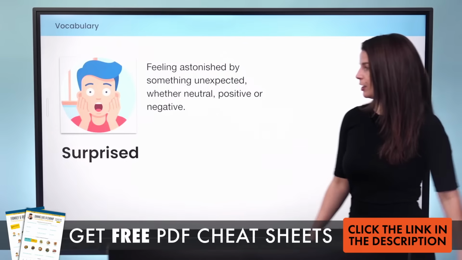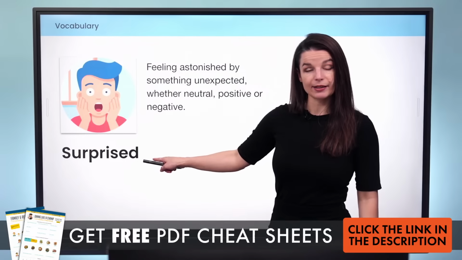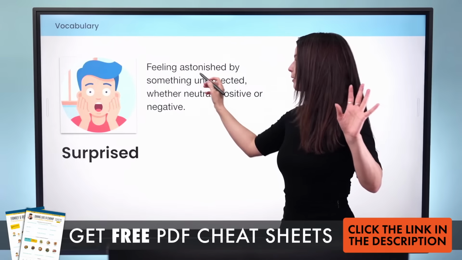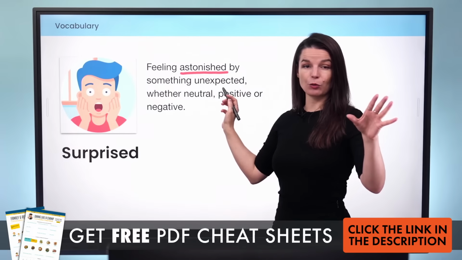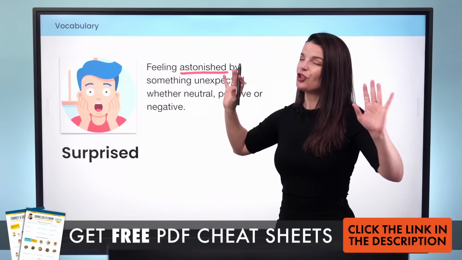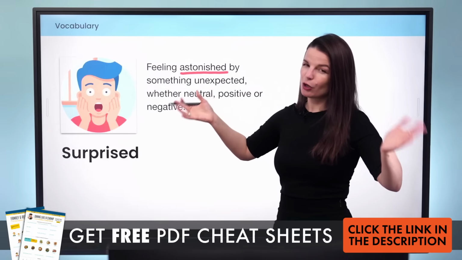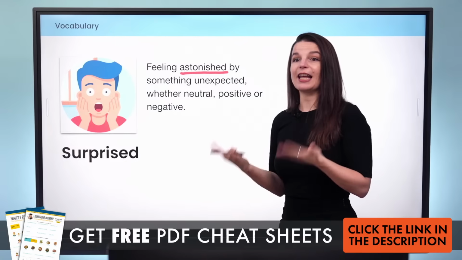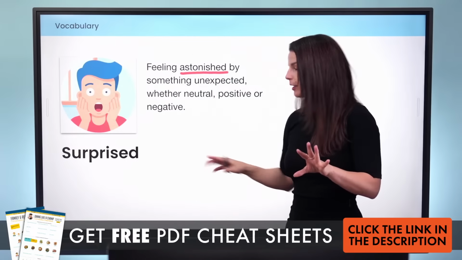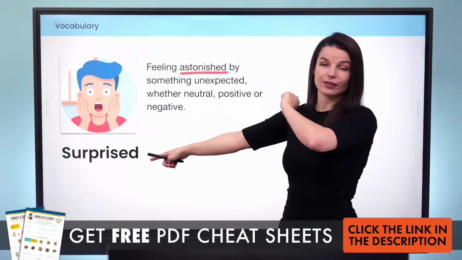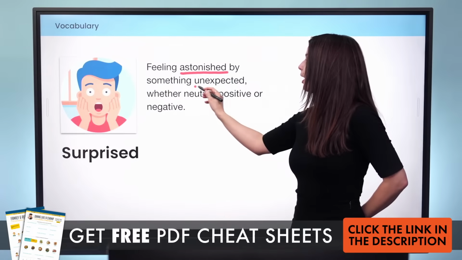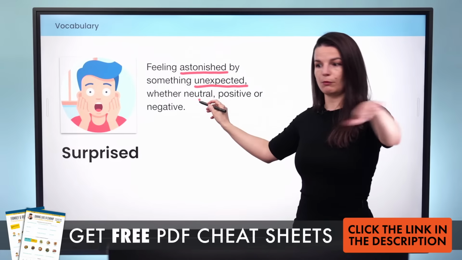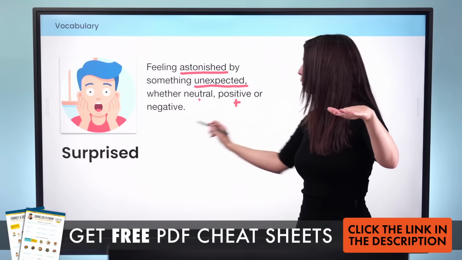Okay, let's continue to the next one, surprised. Surprised, we have a few different keywords to talk about here. Astonished is another good one. Astonished and surprised generally mean good things, but sometimes we can use surprised and astonished for a negative situation. Usually we say surprised for a positive situation, okay? Something unexpected, okay? So it could be neutral, so not good or bad. It could be positive, or it could be negative.